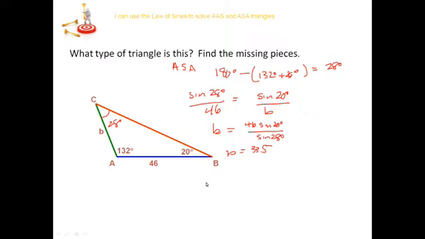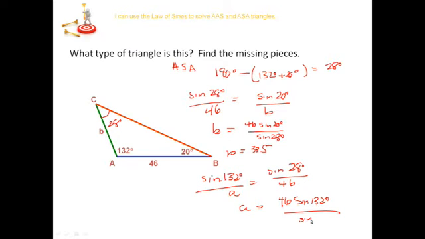Okay, so the last angle we need to solve for is angle A. So the sine of angle A, which is 132, over the length of A equals, I can just use sine of 28 over 46 again. So I know that A is going to equal 46 sine of 132 all divided by sine of 28. A is going to equal about 72.8.